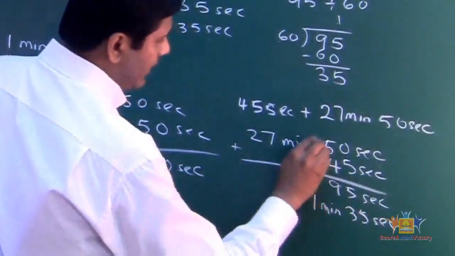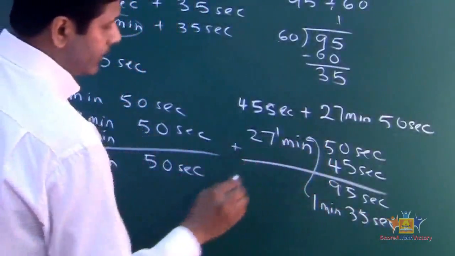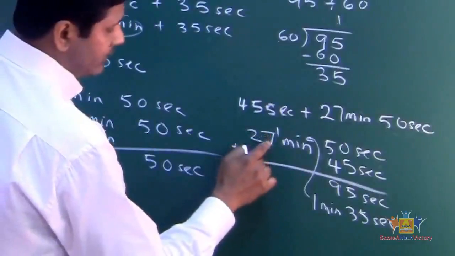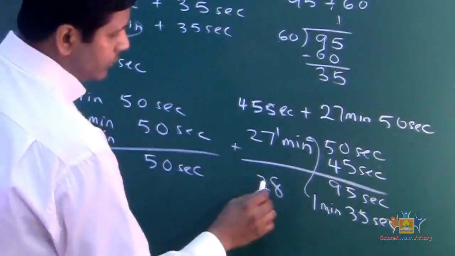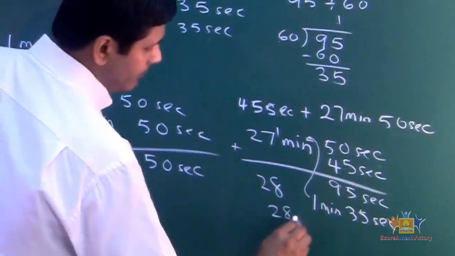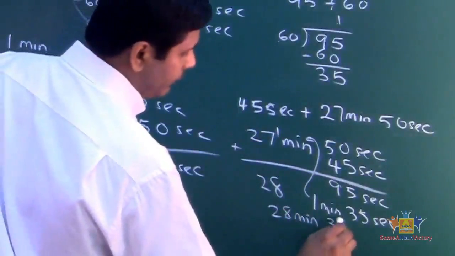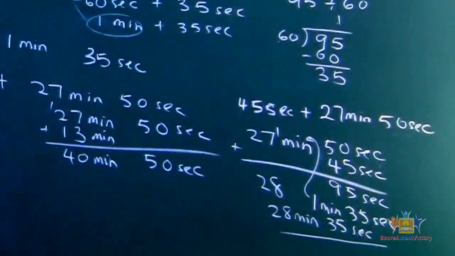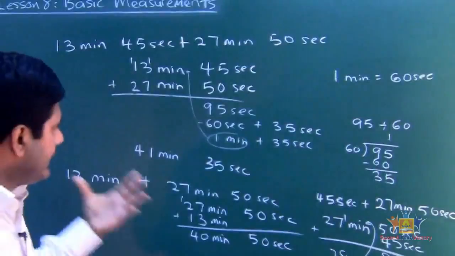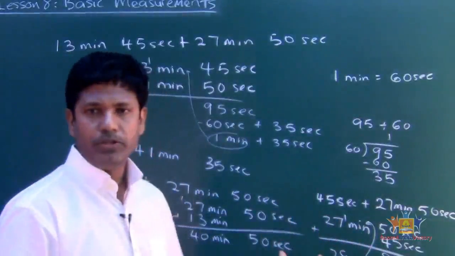So I can take this one and add it to the 27. So 27 plus, 7 plus 1 is 8. And I bring the 2 down, that's nothing, okay? So it becomes 28 minutes, 35 seconds, right there. Alright? The key is lining them up. That's what I'm trying to point out to you, okay?